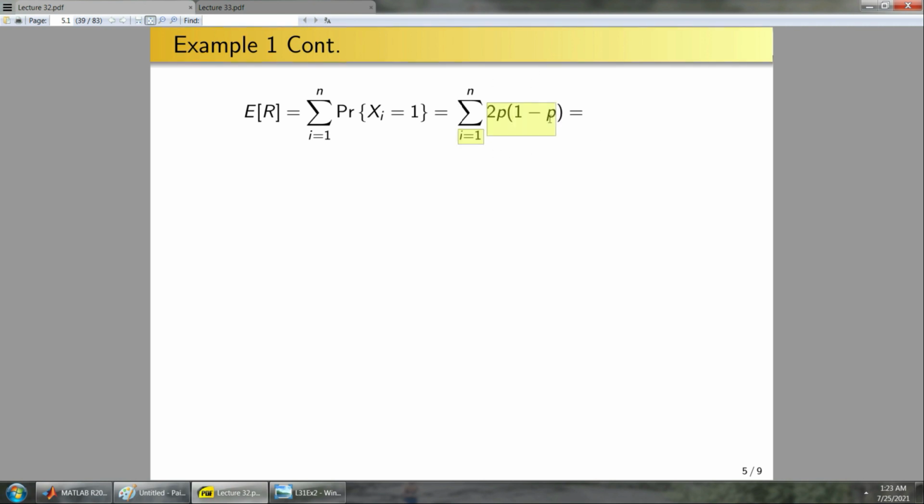So now you can note this thing does not depend on n, so this is just taking a number and adding it to itself n times. That's the definition of multiplication. So the expected value of r will simply be equal to this. So again, I want to know when the expected value of r is greater than or equal to 1, or in particular, ideally, I want it to be exactly equal to 1.